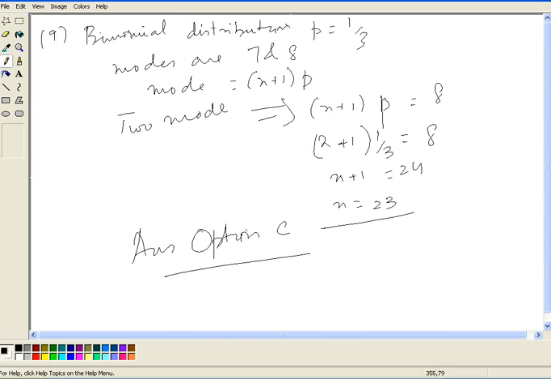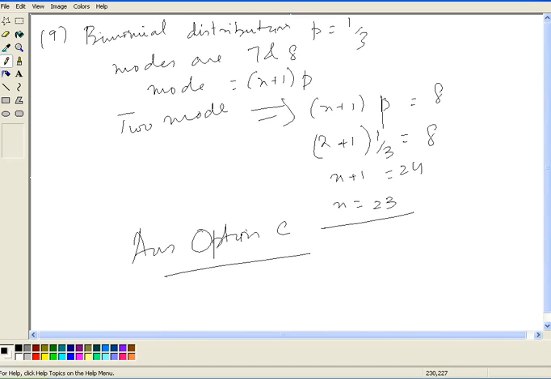Going to our work area, in binomial distribution, probability is given to be 1 by 3. Modes are 7 and 8. So mode is equal to (n plus 1) into p. So two modes are (n plus 1) into p, which is equal to 8. And that when we work out, we get n equal to 23.